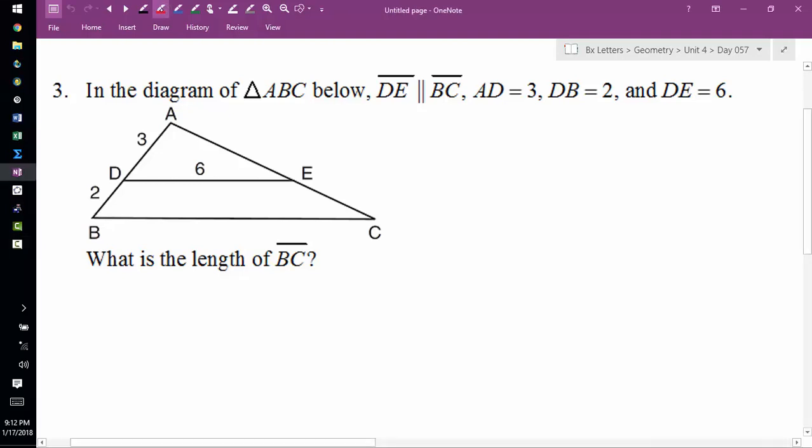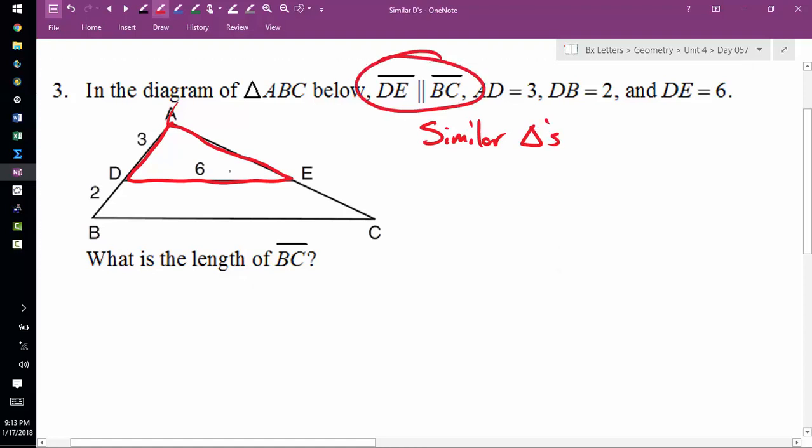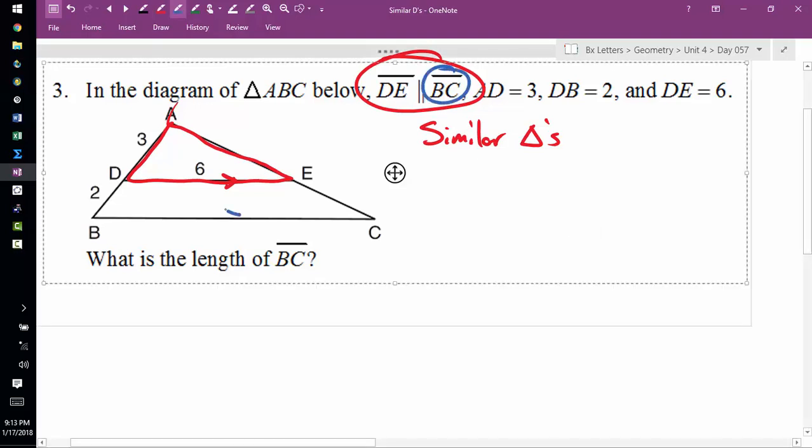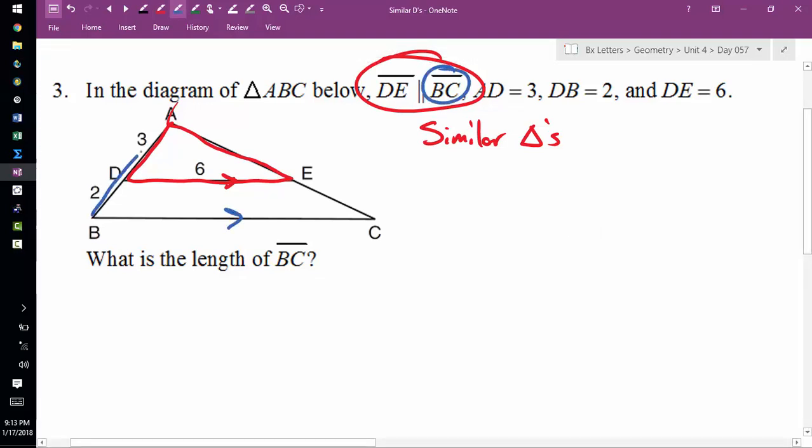Problem 3, I've been conditioned to see overlapping triangles and immediately think about similar triangles. And I can see that that's verified by this statement here. When they tell me DE is parallel to BC, that's their way of saying, hey, these triangles are similar, because if their bases are parallel, then the rest of the sides also have to be proportional.